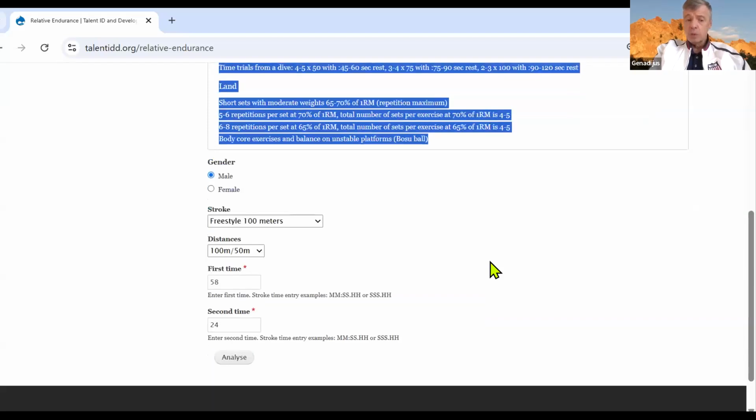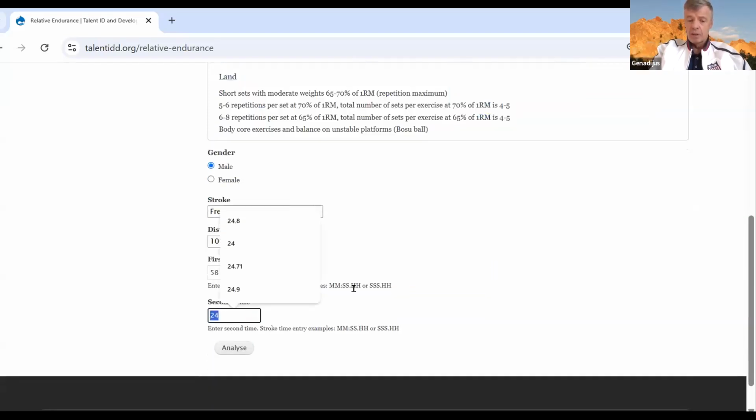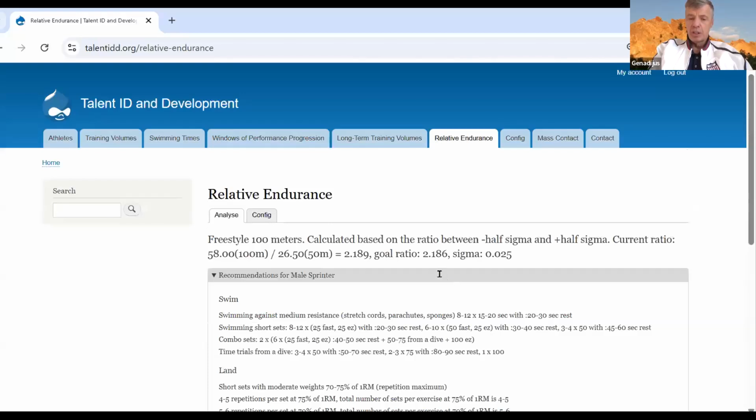So what would happen if you would enter a slower time over 50? Let's say 26.5. Okay, that's a much better endurance if you swim 58 for 100, and 26.5 best time over 50. So you click over here. The ratio is 218.9, exactly the same as the ratio for elite level swimmers, 218.6. That's a perfect ratio. Your training is going well. You don't need to change anything in your training. Your balance between aerobic and anaerobic conditioning is good.